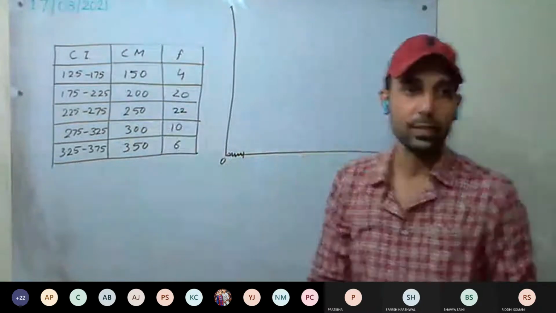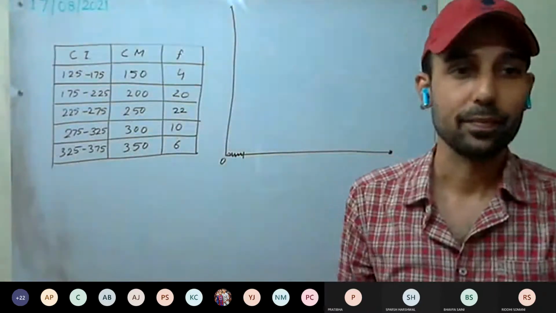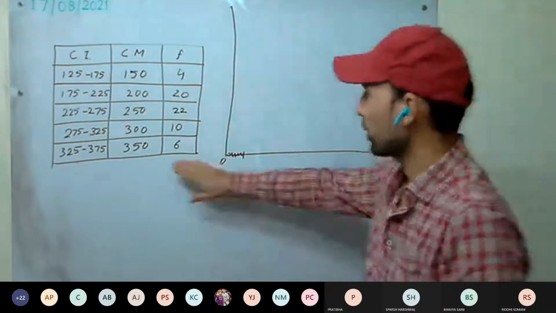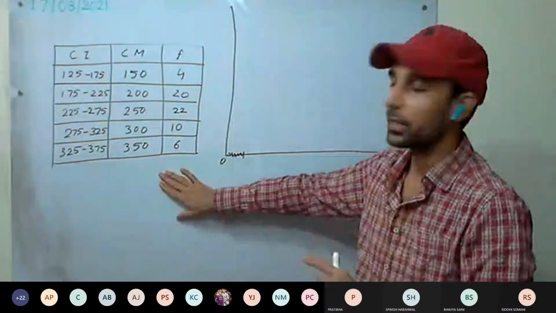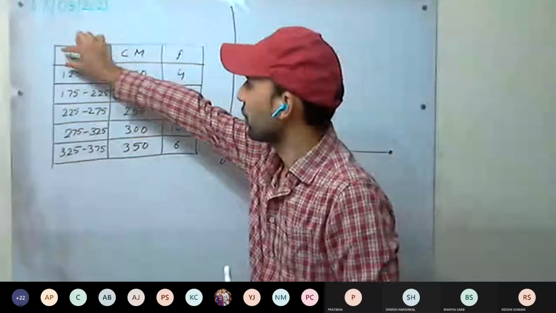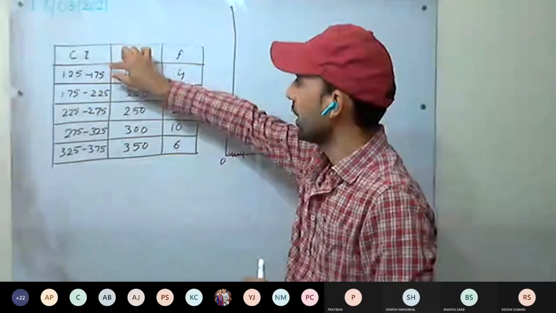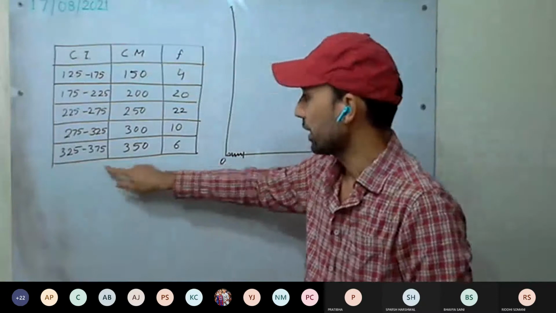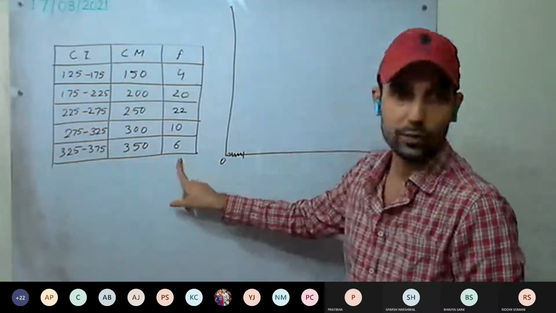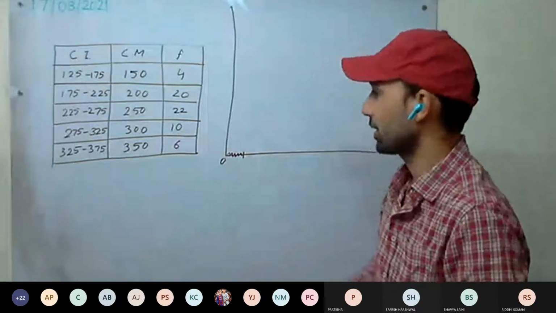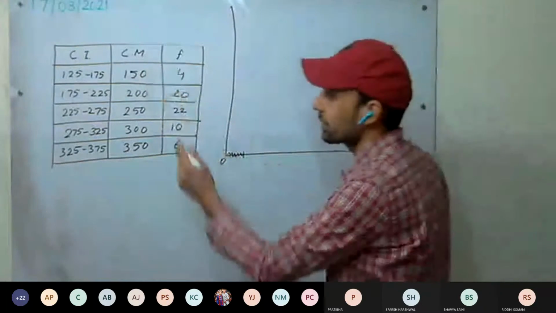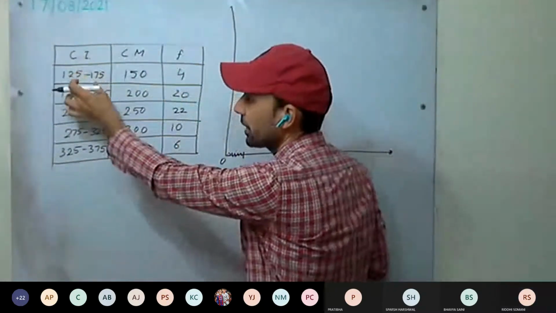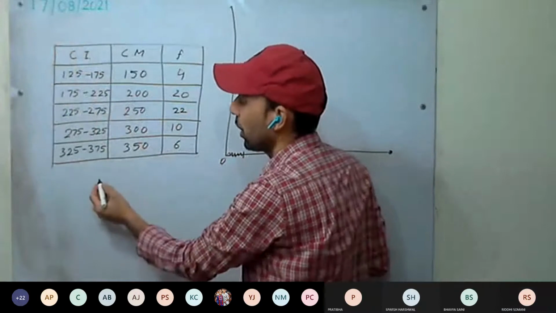For a frequency polygon, we require one more class interval. In this question, we have forgotten to do that, but from the next question onwards, we'll mark one more class interval before this and put frequency 0. As well, we have one more class interval here, and we'll put frequency 0, so that we may not forget to mark that class interval. What will be that class interval? 75. What is the difference? 50. 50 is the class size.